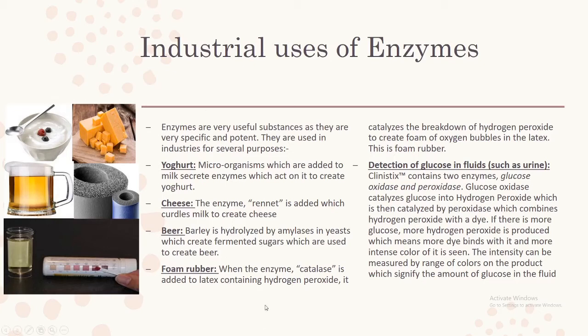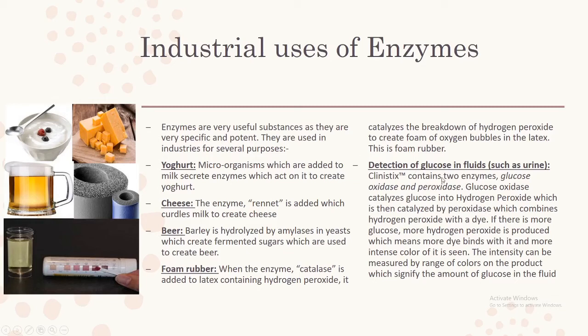Foam rubber. When the enzyme catalase, remember catalase, which breaks down hydrogen peroxide? It will come in handy over here. It is added to latex which contains hydrogen peroxide. It catalyzes the breakdown of hydrogen peroxide to create foam of oxygen bubbles in the latex. So what happens when the catalase is added to latex? It contains hydrogen peroxide. It then breaks it down. Due to this, oxygen which is released in the reaction will create foams inside the latex. This is foam rubber. It might be familiar to you in the picture.